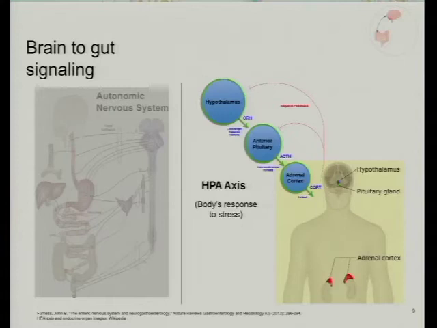Going into the HPA axis, which stands for the hypothalamus-pituitary-adrenal axis, this axis is responsible for our body's ability to control and respond to stress. How this one might influence the gut is that these three organs might release molecules, which then piggyback on the autonomic nervous system and send certain signals down to the gut.